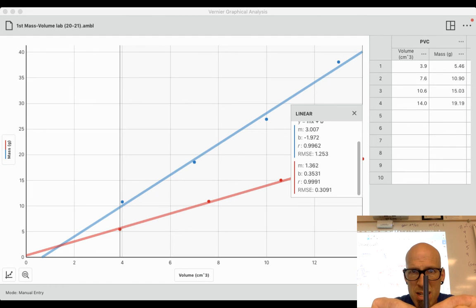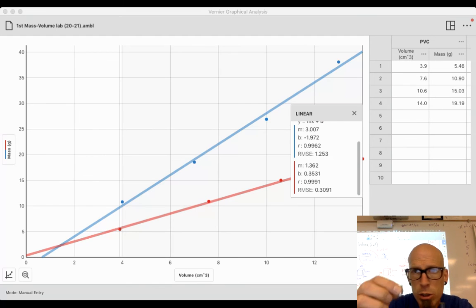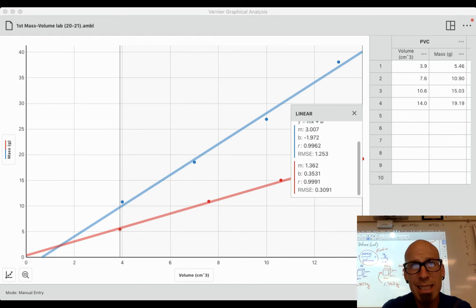Okay? So aluminum doesn't always have more mass. Aluminum is not heavier than PVC. These two pieces, the PVC piece is heavier. So you can't talk about which substance is heavier or lighter. You have to talk about the substances in terms of density. I hope that makes sense.